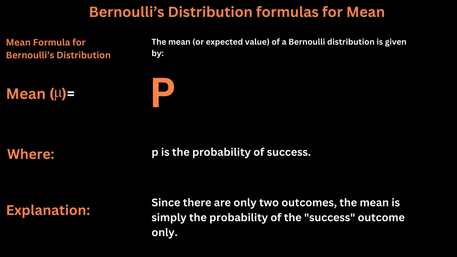The mean formula for Bernoulli's distribution: the mean or expected value of a Bernoulli's distribution is given by mean mu equal to p, where p is the probability of success. Since there are only two outcomes, the mean is simply the probability of success outcome only.